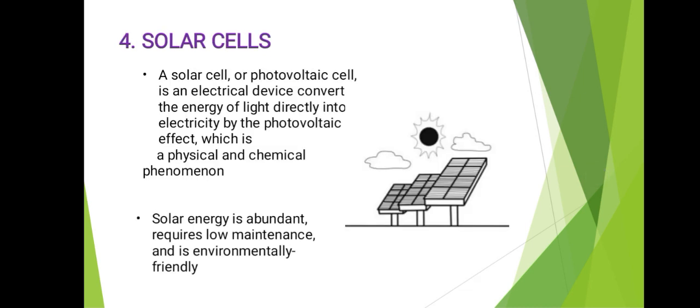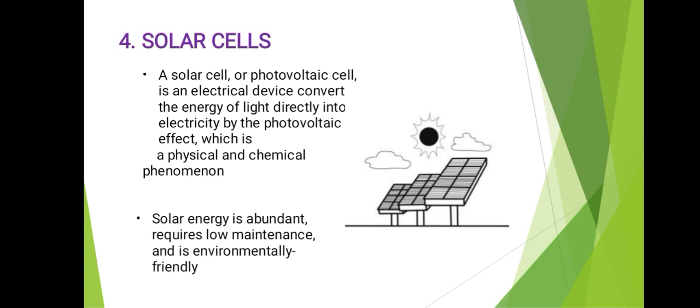So the fourth one is the solar cells. A solar cell or photovoltaic cell is an electrical device that converts the energy of light directly into electricity by the photovoltaic effect, which is a physical and chemical phenomenon. So this energy derived from the sun in the form of solar radiation is directly converted into electricity. This energy will continue to renew until the sun ceases to exist.